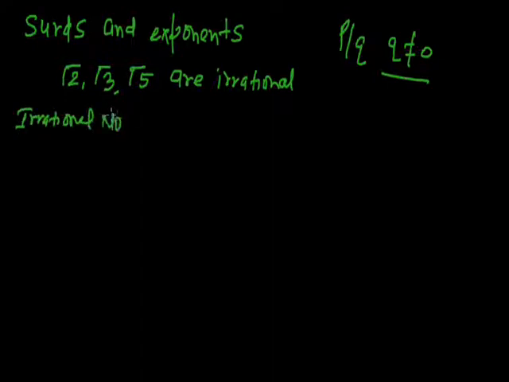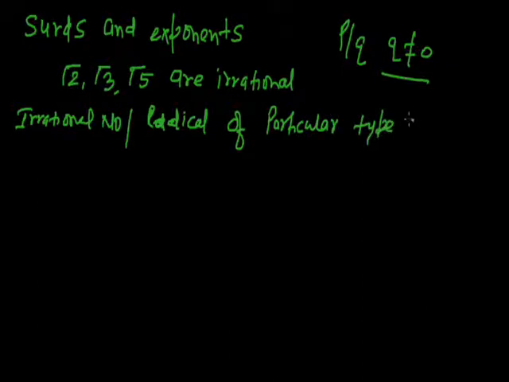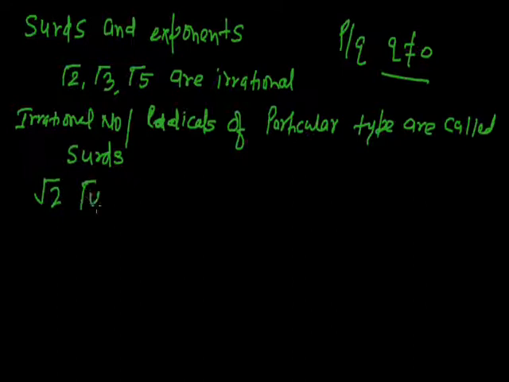सो इर्रेशनल नंबर्स ऑफ रेडिकल्स ऑफ पर्टिकुलर टाइप आर कॉल्ड सर्ट्स। मैं इसको एक्सप्लेन करूंगा कि रेडिकल्स क्या होते हैं। इर्रेशनल नंबर ऑफ रेडिकल्स ऑफ पर्टिकुलर टाइप आर कॉल्ड सर्ट्स। √2 is also a radical, √4 is also a radical, √6 is also a radical. Anything which is under this kind of umbrella is a radical. But radicals of a particular type are only called surds.